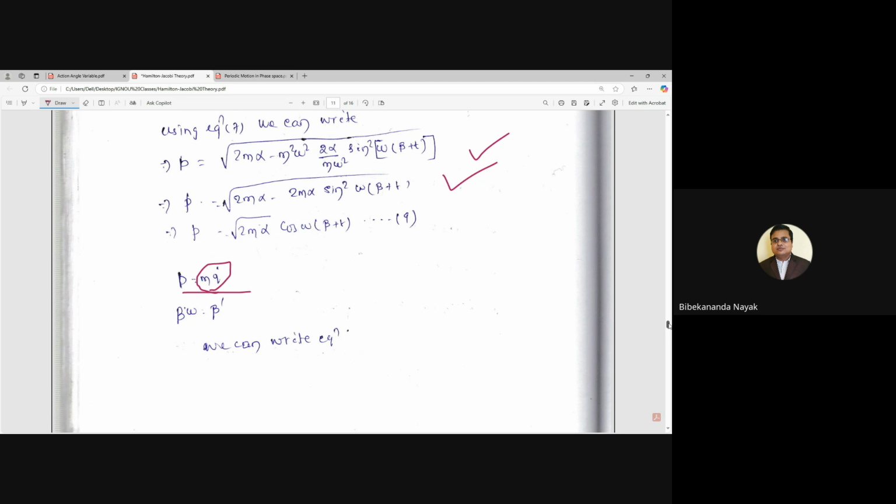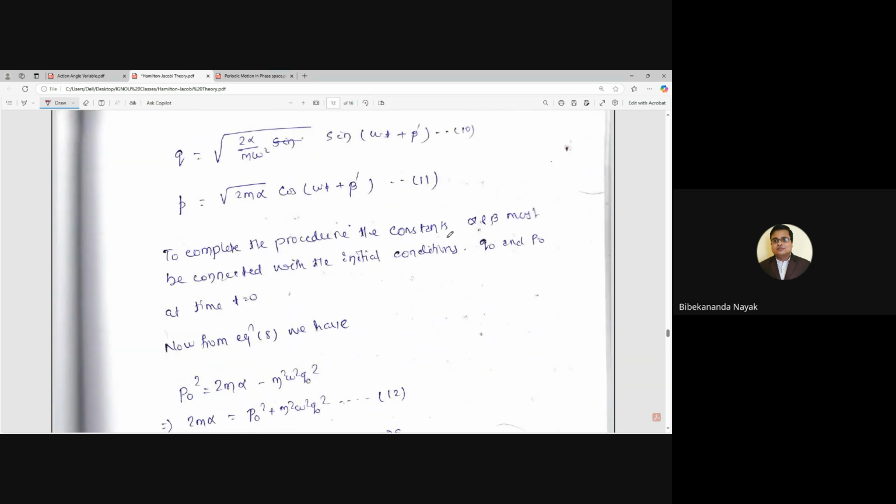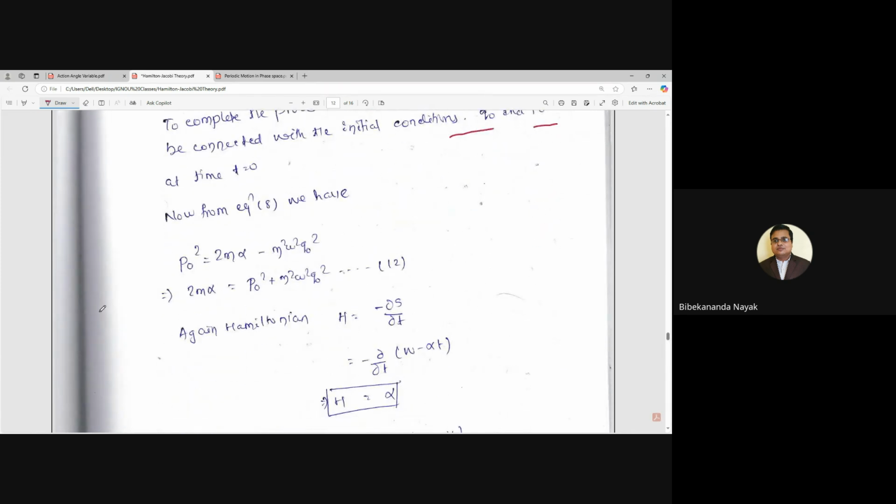Taking beta as a constant, multiplying by omega, beta prime is another constant. The equation can be written like this. Then we have already got the solutions. Now to complete the procedure, alpha and beta must be connected with the initial conditions, small q0 and small p0 at time t equal to zero, since p square is equal to 2m alpha minus m omega square q square.